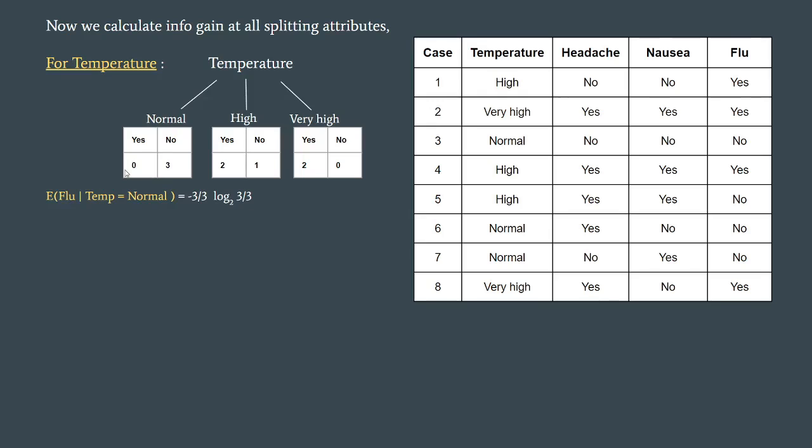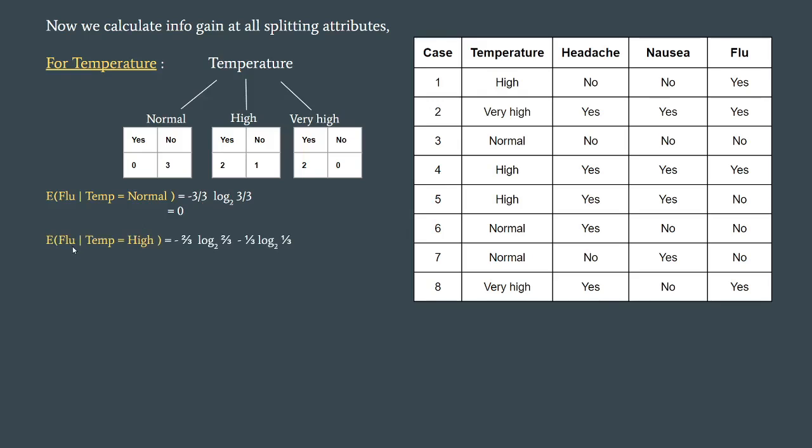We are not considering the yes case, because we have 0 tuples for yes class when temperature is normal. When calculating probability, 0 by 3 is automatically 0, so we are discarding that. After calculating this, we get 0 as entropy, because log base 2 of 3 by 3 gives 0.